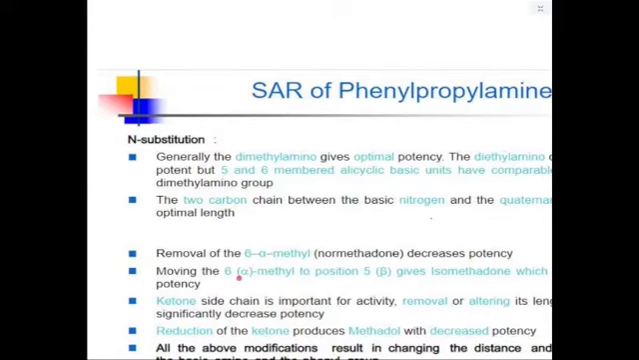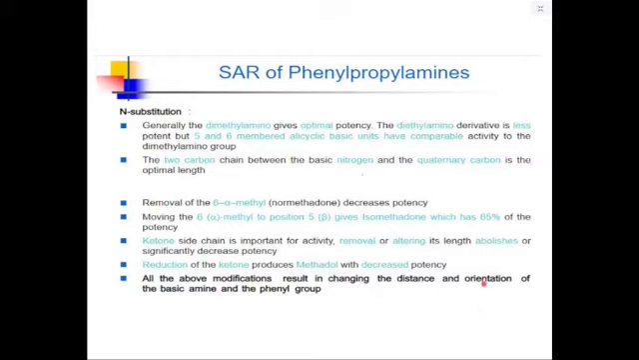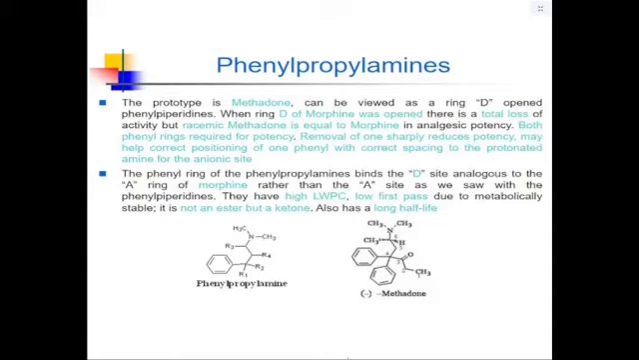We are also saying that moving the 6-alpha methyl to position 5 beta gives isomethadone, which has 65% of the potency. In other words, the 6-alpha, as in methadone, is the one responsible for maximum activity. 6-alpha has much higher activity than the 5-beta, which we call isomethadone. The ketone side chain is important for activity. Removal or altering its length abolishes or significantly reduces activity. Again, we had already mentioned this.